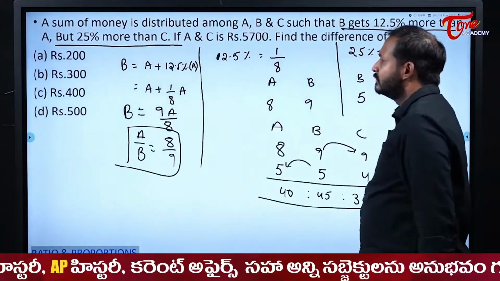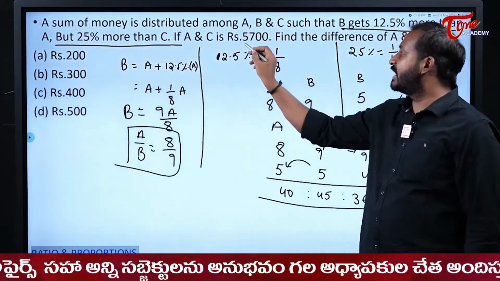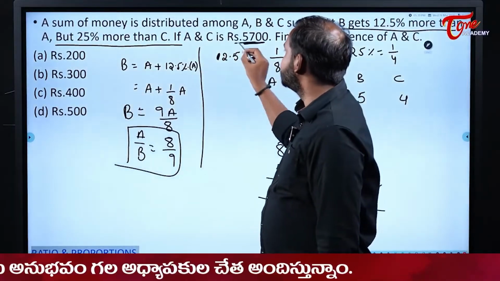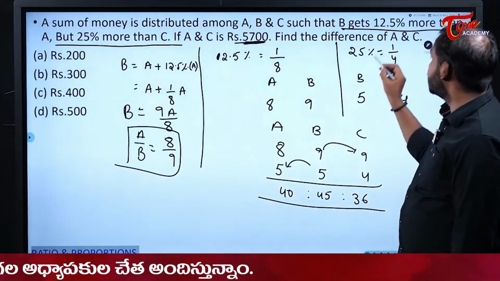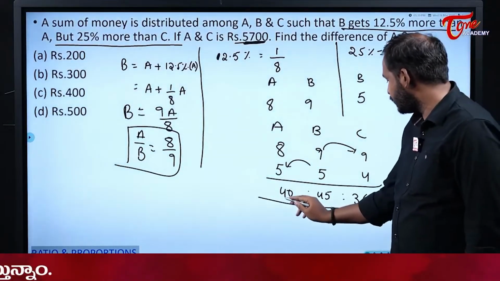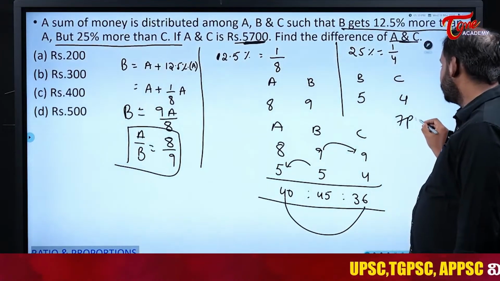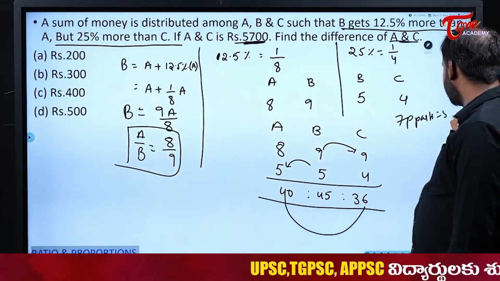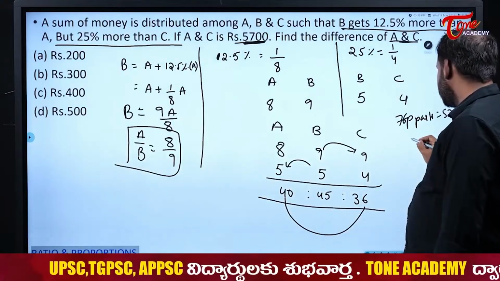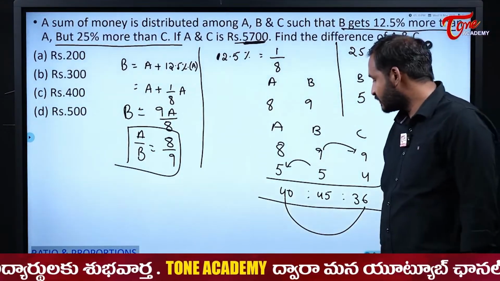Okay, good. Now the question is: the sum of A and C is given as rupees 5700. They are asking us what is the difference of A and C. What is the sum of A and C according to this? 76 parts, right? 76 parts is equal to 5700. And the difference of A and C is how many parts? 4 parts. 4 parts is equal to what? That is the question which we have.